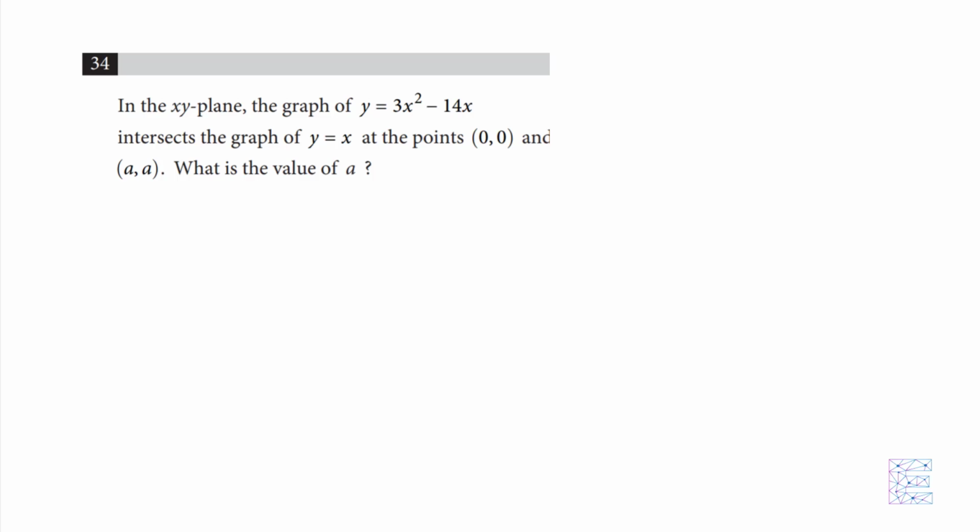In the xy plane, the graph of y equals 3x squared minus 14x intersects the graph of y equals x at the points 0, 0 and a. What is the value of a? So this question combines two things. We have a system of a quadratic equation and a linear function. And if you're going to determine where those two lines intersect, we may need to graph this.